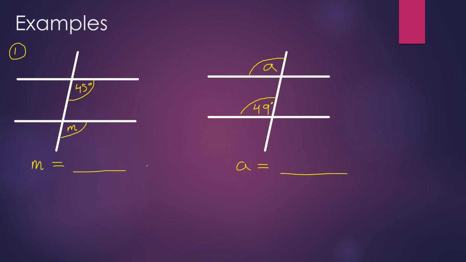M would be 45 degrees. Why would M be 45 degrees? Because corresponding angles are equal. Yes, that's correct.